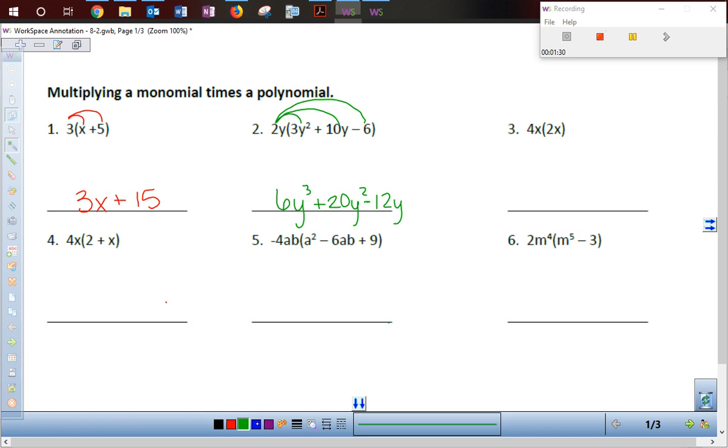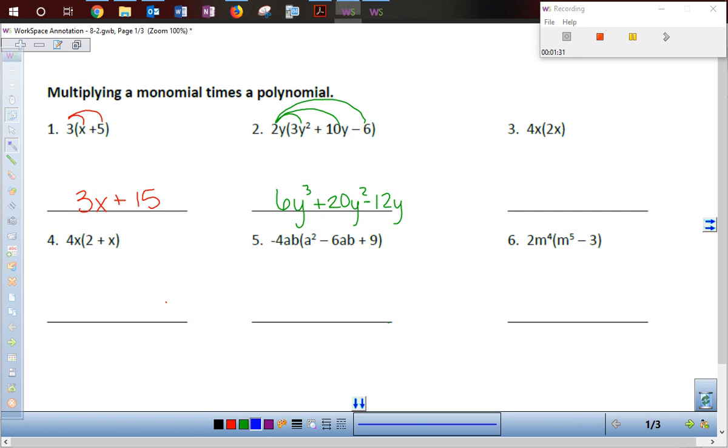Again, before you guys move on to the next problem, double check that it's in standard form. So I have a degree of 3, a degree of 2, a degree of 1, so it is in standard form. Now, just a quick refresher, the degree of this polynomial is 3, and the leading coefficient is 6.